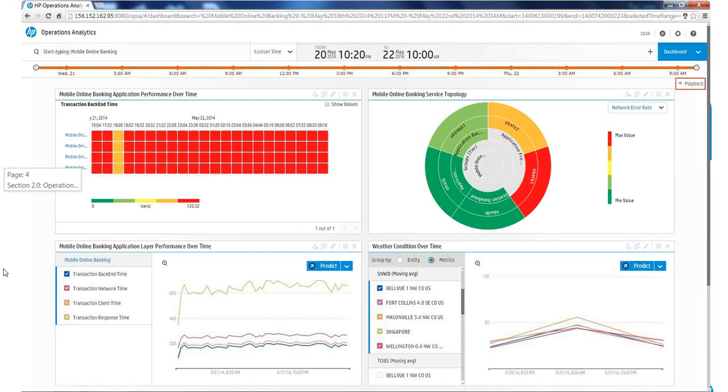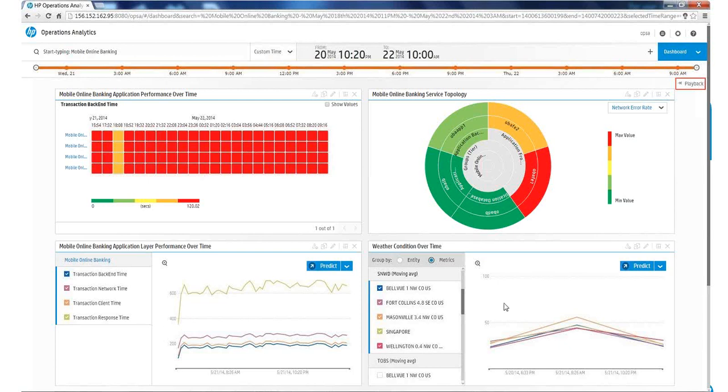So Sheila uses Operations Analytics to perform root cause analysis, and her first step is to look at the dashboard. In this dashboard for her application, she tracks a number of interesting metrics. She looks at the transaction backend time. She also looks at the mobile service banking topology that the product automatically generates if you have, for example, a service model already existing, or you can very quickly build it if you are not in the business of using service models. In this particular situation, she is looking at the service topology from the viewpoint of network error rate. She is also looking at the transaction application layer performance over time, and transaction response time is one of her KPIs.